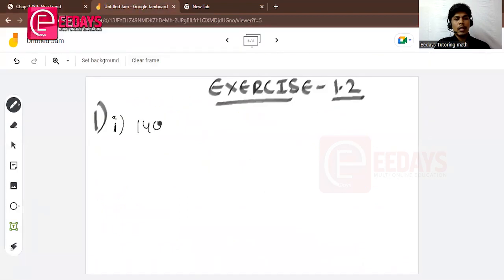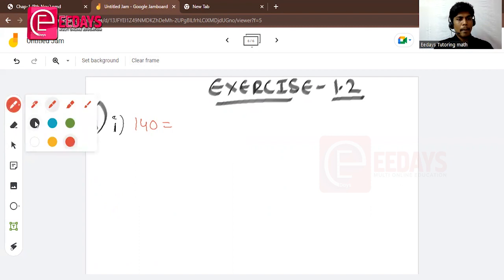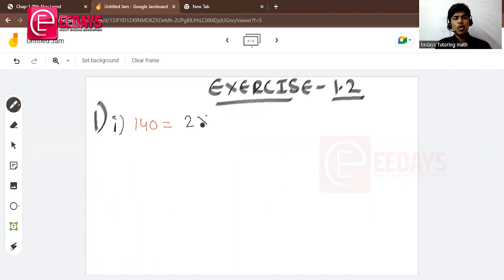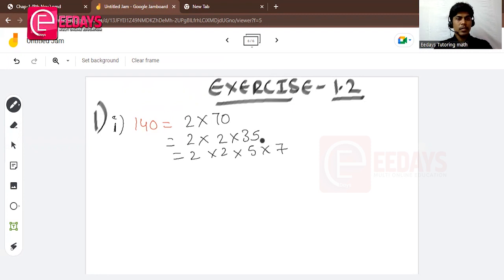140 is the number. You just write it in terms of prime factors. One second, guys, the pen is not working. Yeah, now it's working. 2 into 70. Now 70 we can write as 2 into 35. 35 we can write as 5 into 7. Can we split further? No, so we stop here. Why? Because 2 is a prime number, 5 is a prime number and 7 is a prime number. So we stop here.